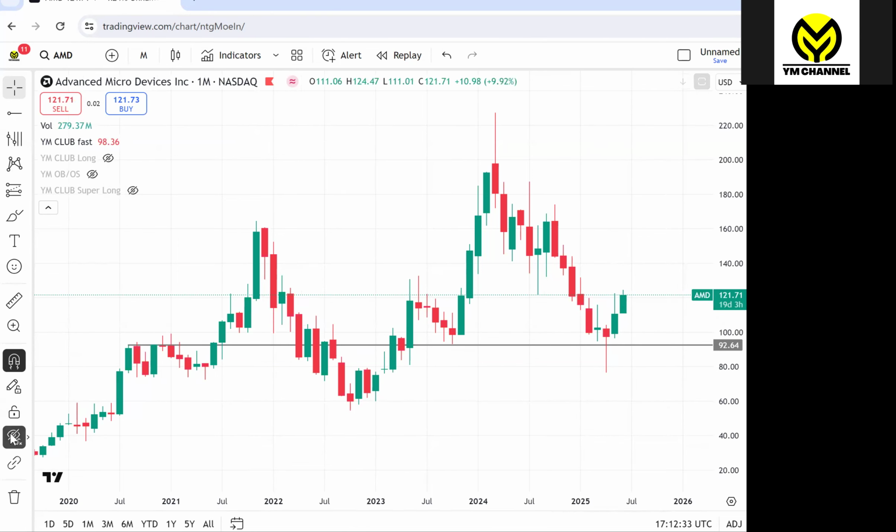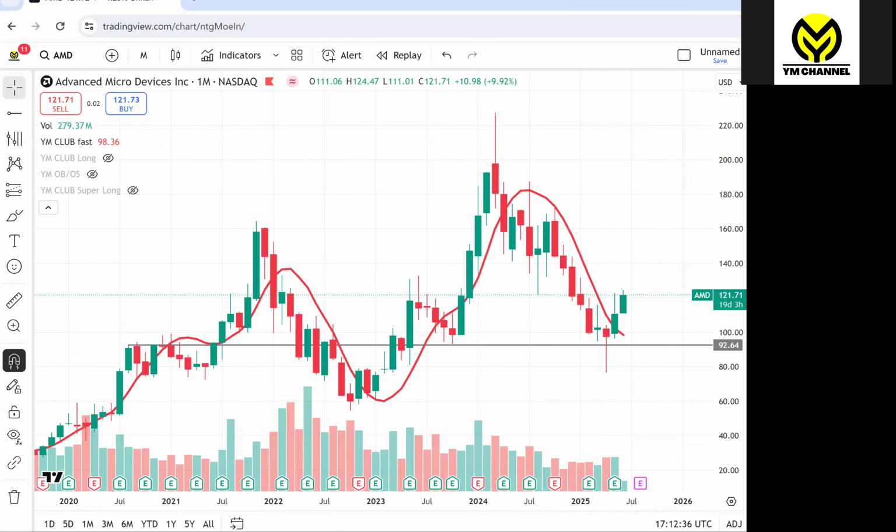So with my indicator, let's say you don't look at the candle pattern. With my indicator, you check YM Club Fast. This is the monthly chart. You see this red line. One of our long-term investor strategies is we buy in the beginning of the bull market. And how to sell? We sell at the beginning of the bear market. Does it make sense? Okay.